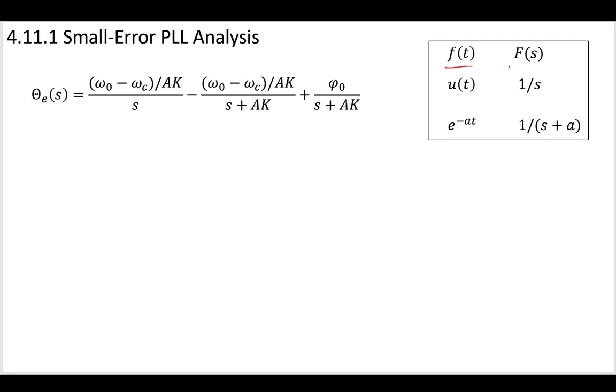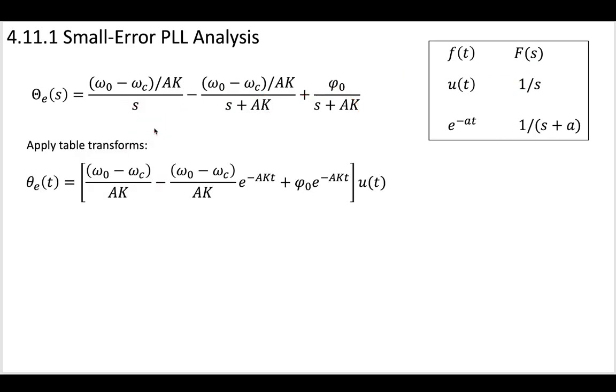So we have the time domain and the S domain, and we can see that 1 over S gets transformed into a step function, right? And then the 1 over S plus A gets transformed into e to the minus AT. So we can see that this bottom one, and this one, are going to be transformed into a step function. So when we apply these transforms from the table, we can see that this is going to be equal to 1. Its step function goes here.